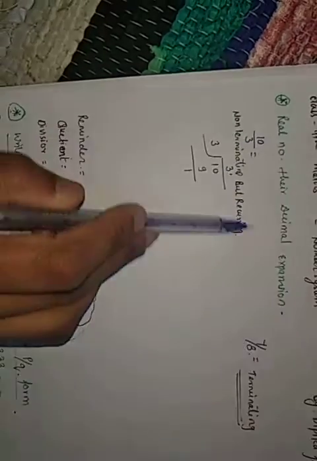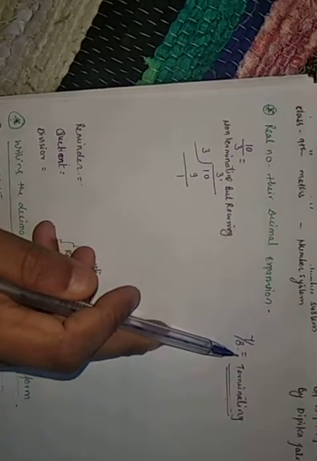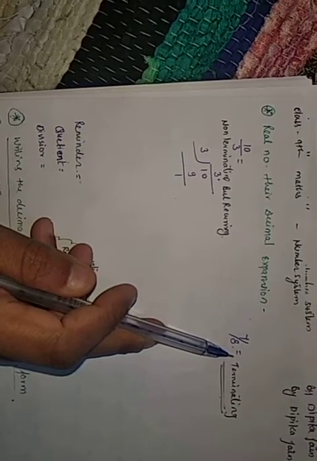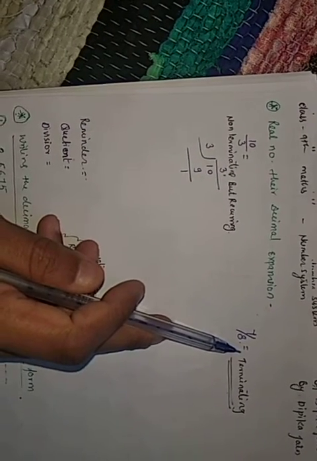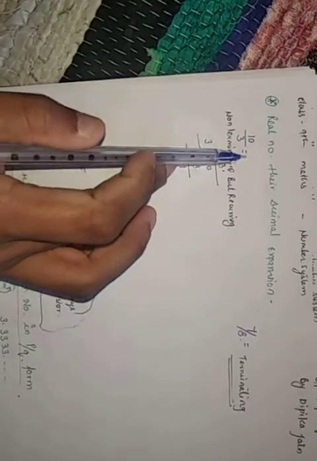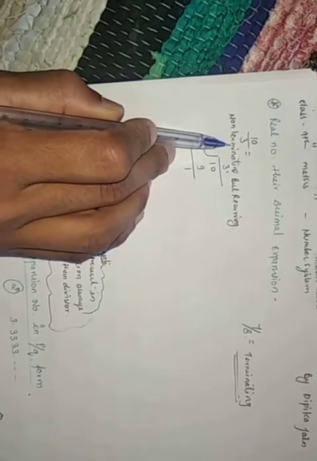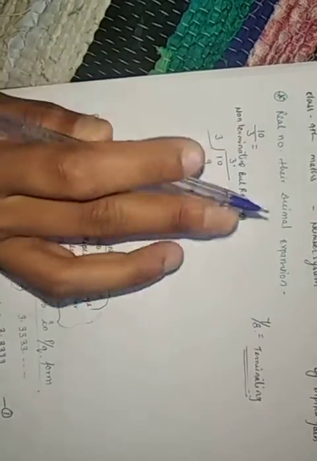Now I am starting a new topic, that is real numbers and their decimal expansion. You will get questions on the basis of real numbers, asking you to convert a real number into its decimal expansion. So first, what is the meaning of decimal expansion? The number which is written in the p by q form we have to write in the form of decimals. That's called a decimal expansion.